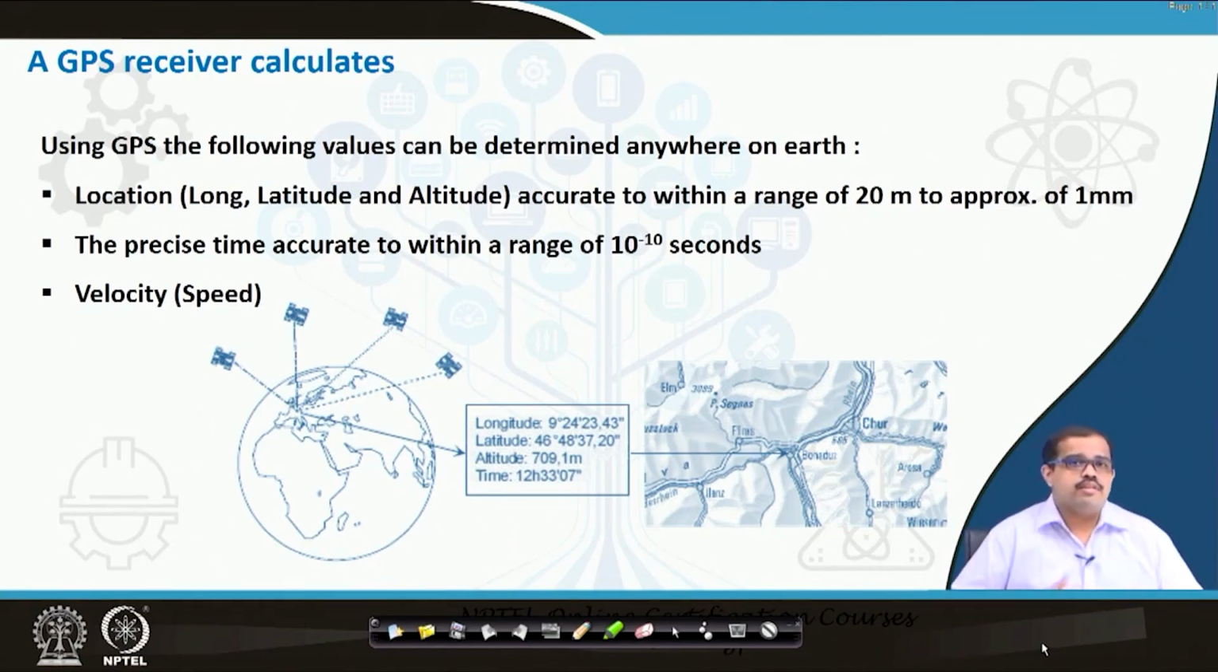The precise time is accurate to a range of 10 to the power of minus 10 seconds. So, the third quantity that it measures is time. The latitude and longitude is one quantity, altitude is a second quantity, the third quantity is time, and the fourth quantity is velocity, speed. That becomes a very important aspect when you are navigating, and that is also captured by your GPS. So, you have 4 quantities captured by the GPS: your point data, that is where you are, latitude, longitude, and it calculates your time, altitude, and finally the velocity.